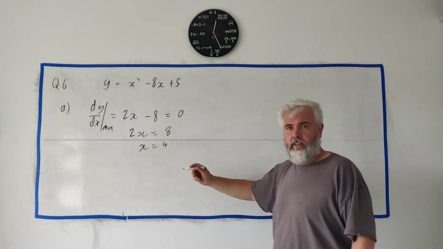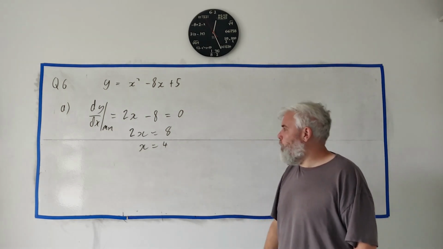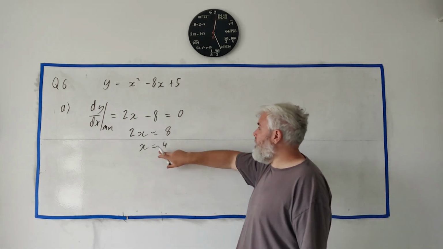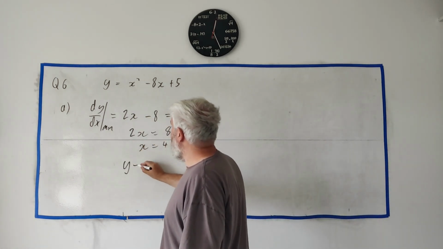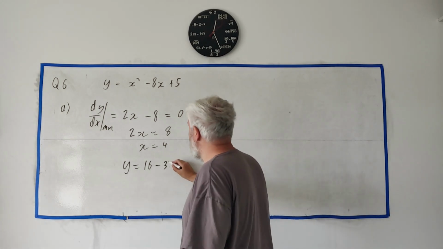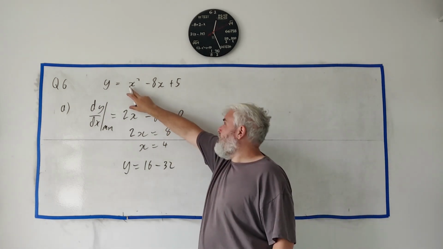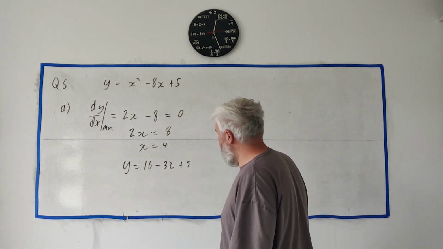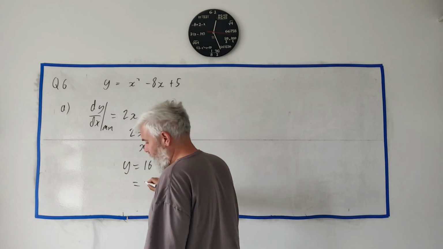Do not stop there. Students stop there, they lose a mark for no reason. They want the coordinates. They wanted both x and y. You still need y. y is equal to 16 minus 32. I'm just putting 4 in here. 4 squared, 8 times 4, 32. Plus 5, what's that? That's minus 11, I believe.